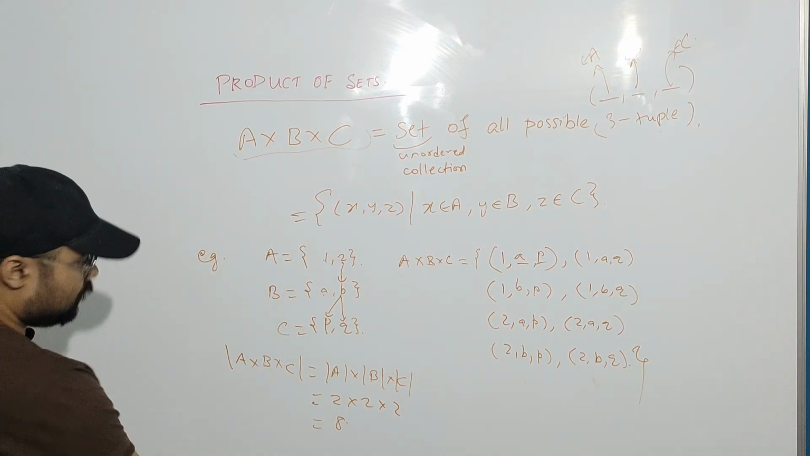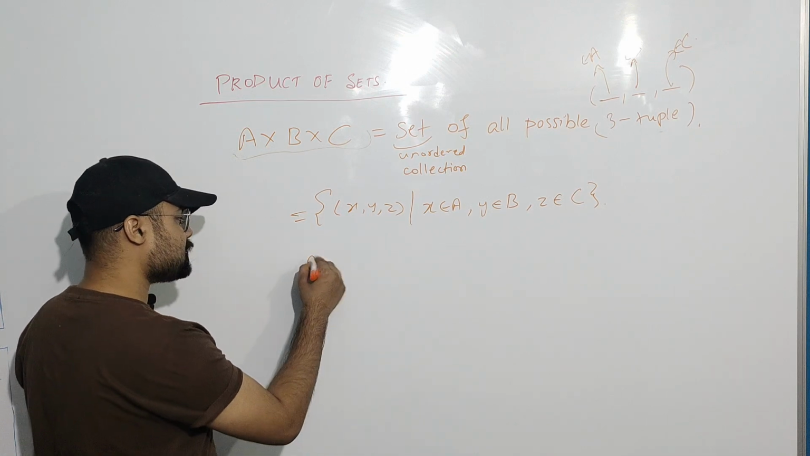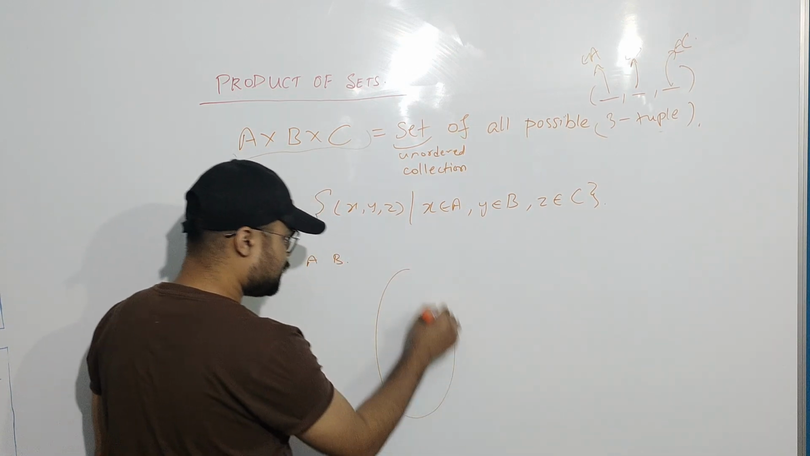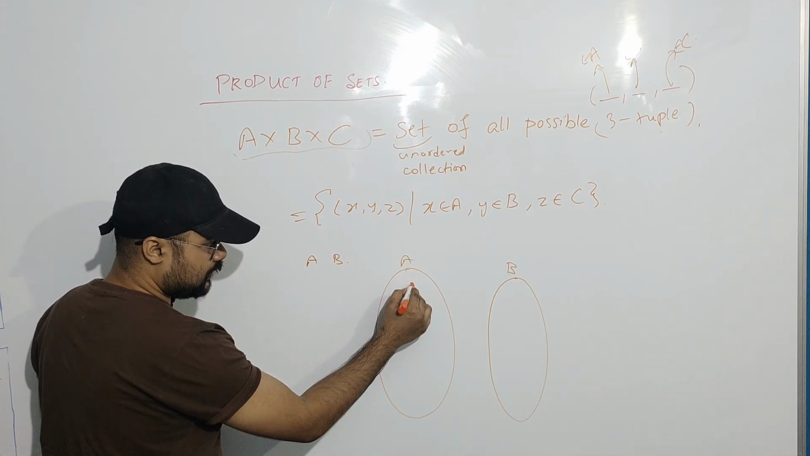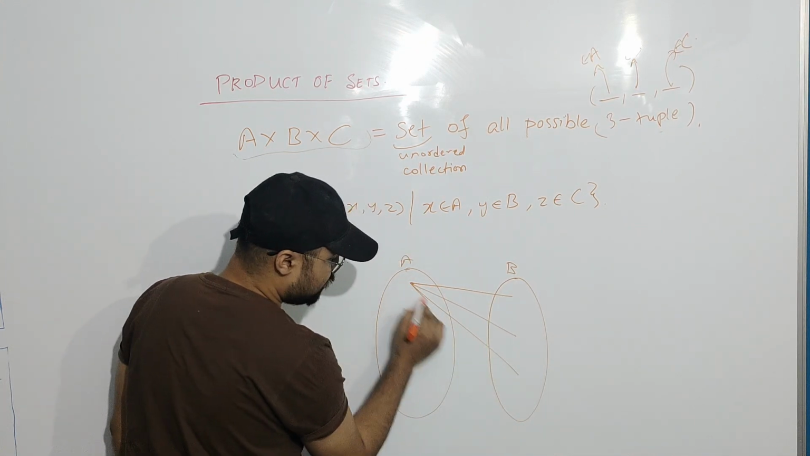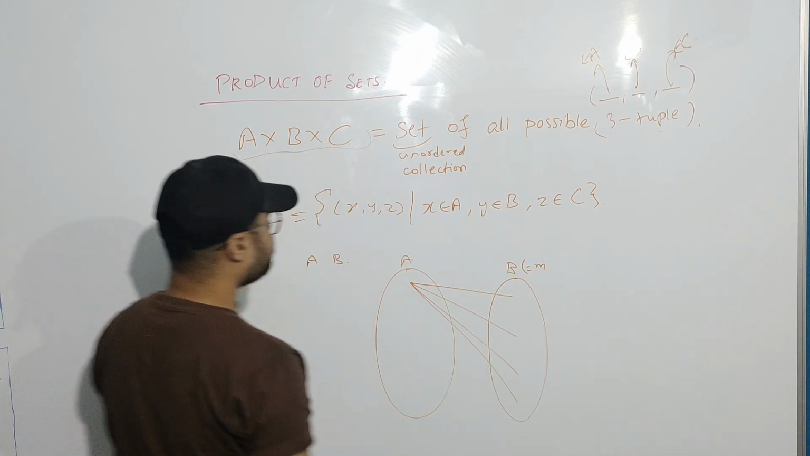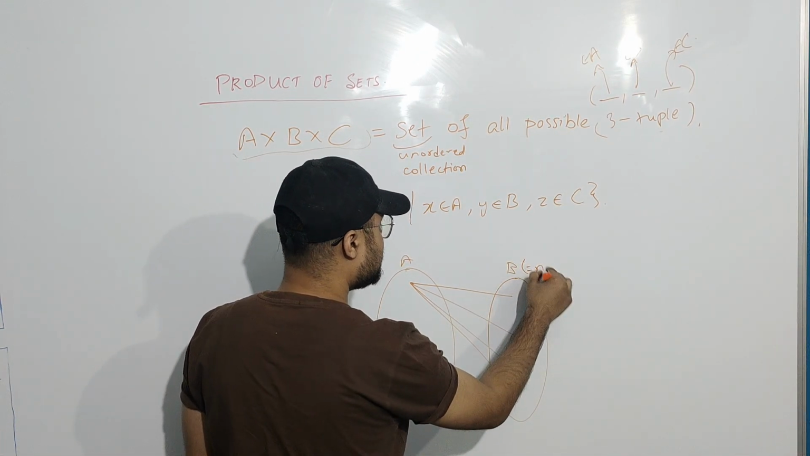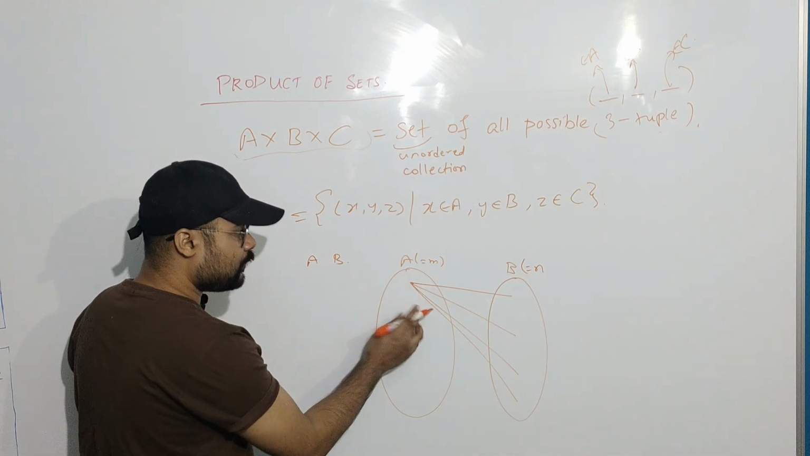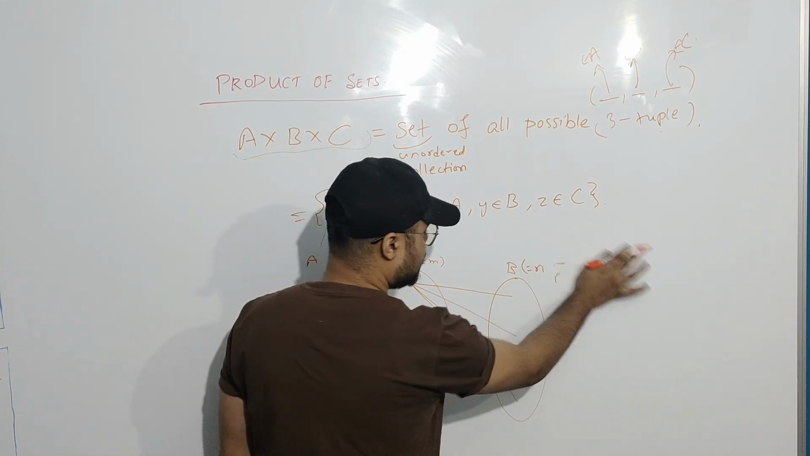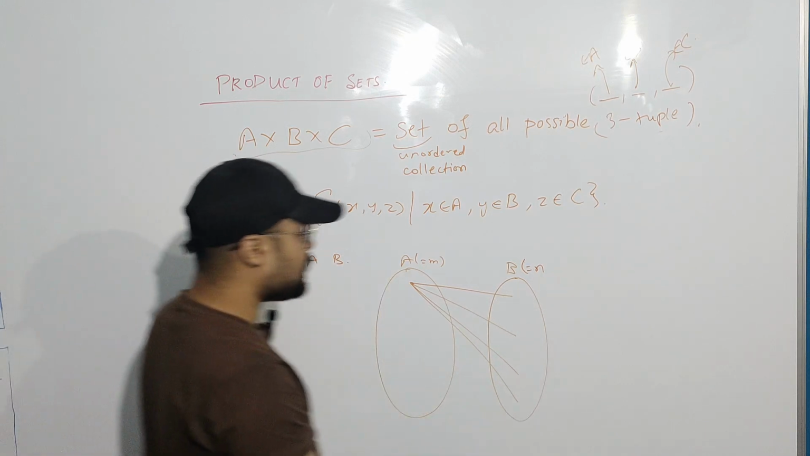But let me show it. Let's take first two sets, and it will be easy for me to explain. Let's take two sets A and B. What is happening is that if this is your set A and this is your set B, then every element of set A is connected with every element of set B, right? So let's say set B has n elements, and A has m elements. Then for every element of A in the set of all ordered pairs, each element of A is adding n elements.